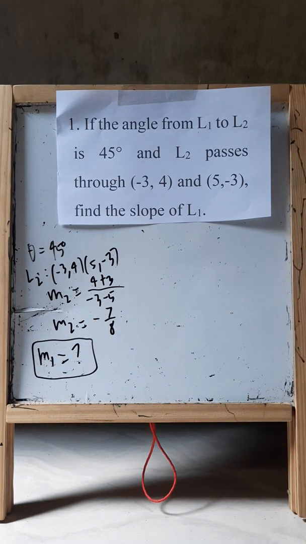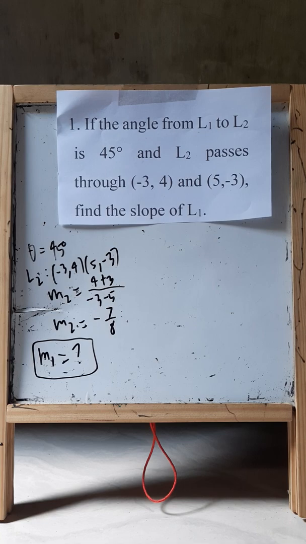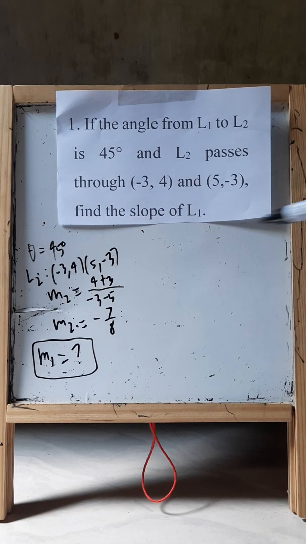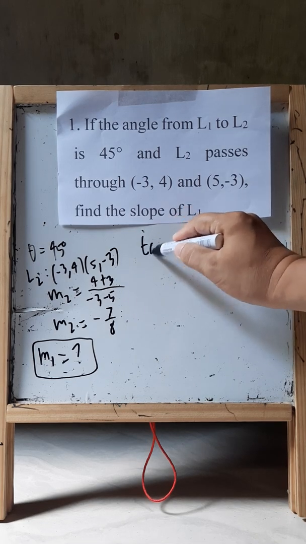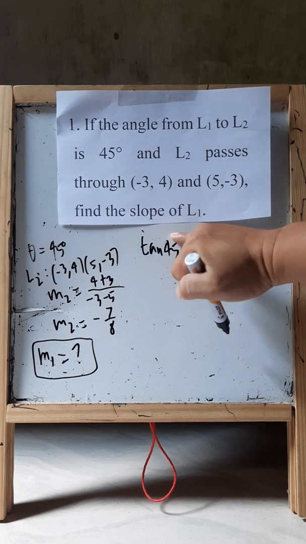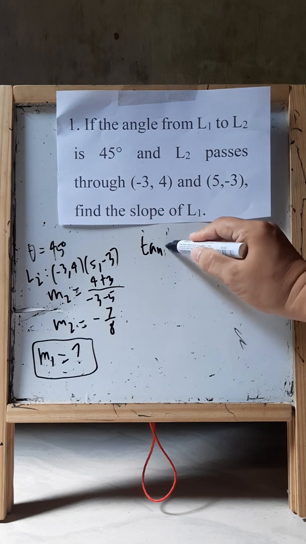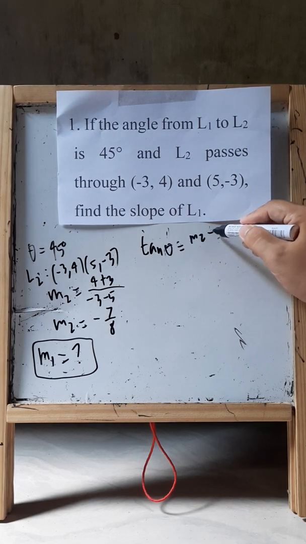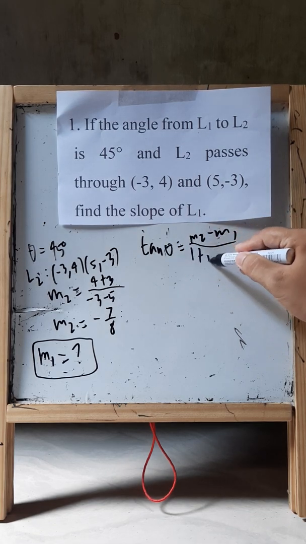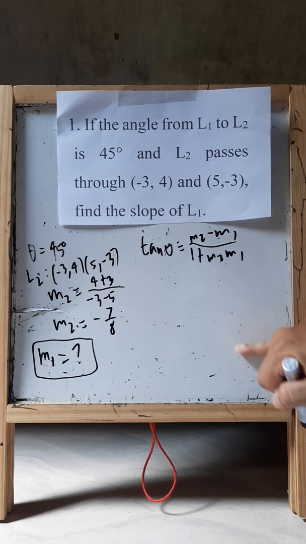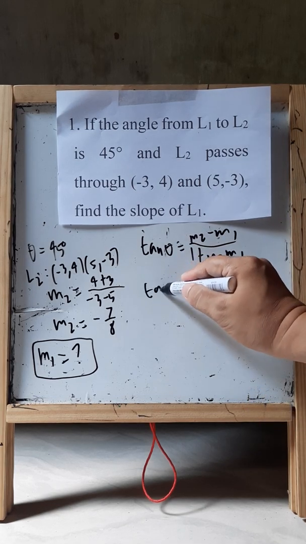Slope of line 2 is negative 7 over 8. The angle formed is 45 degrees. What is now the slope of line 1? All we have to do is use the formula tangent theta is equal to m sub 2 minus m sub 1 over 1 plus m sub 2 m sub 1. Then, by substitution, what is theta?